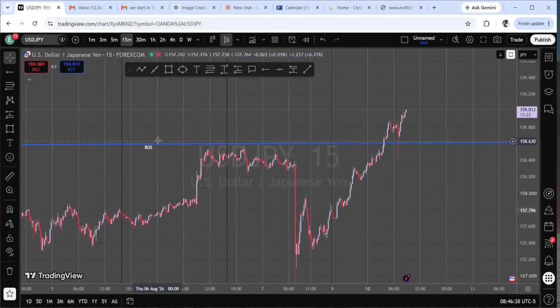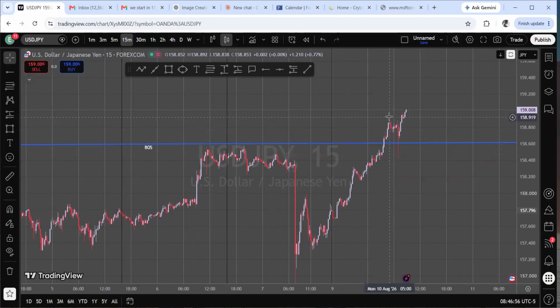So we got this break of structure. What did we get here? Boom. Break of structure. Then what? The retest. Right? Then what?